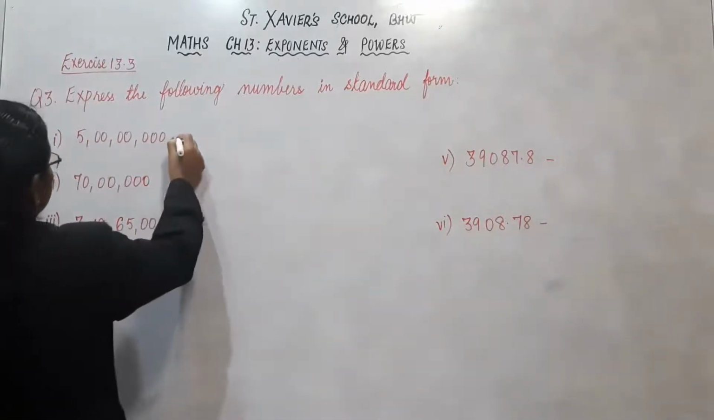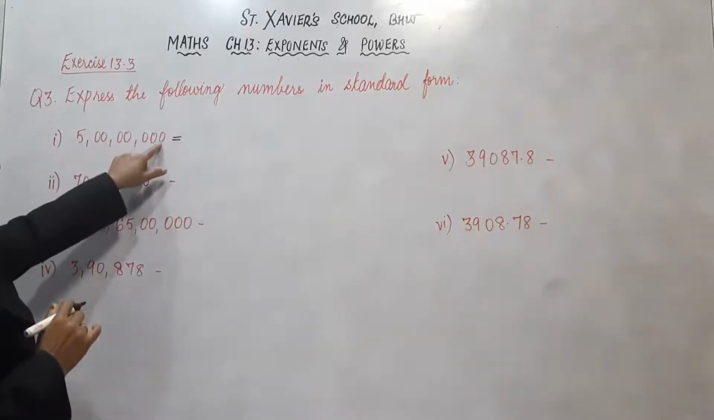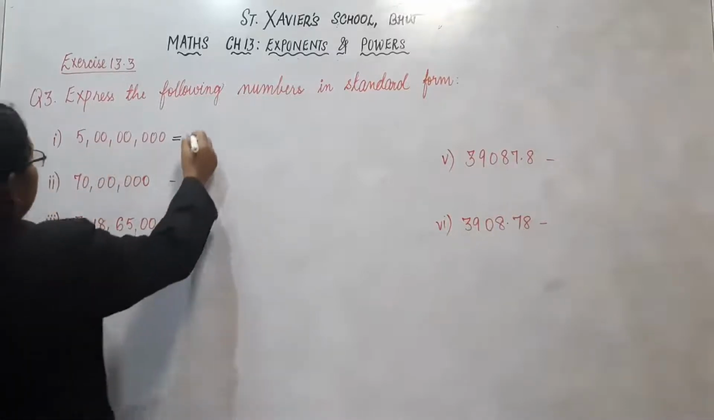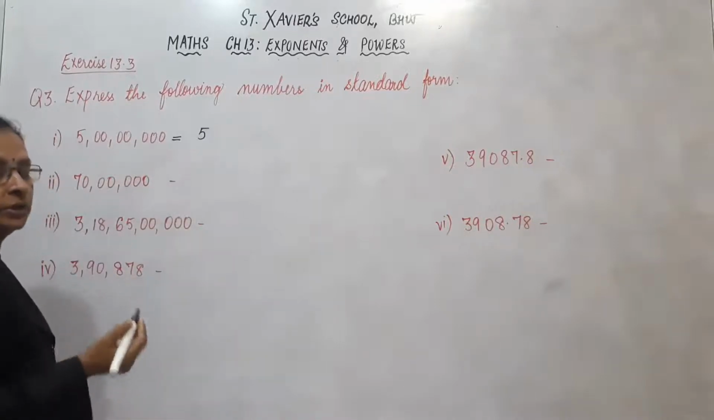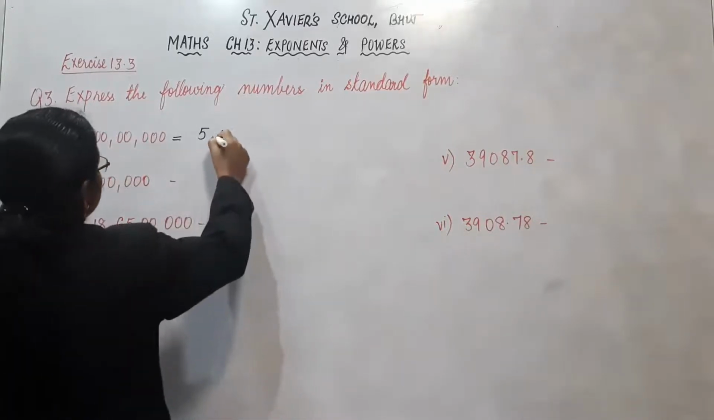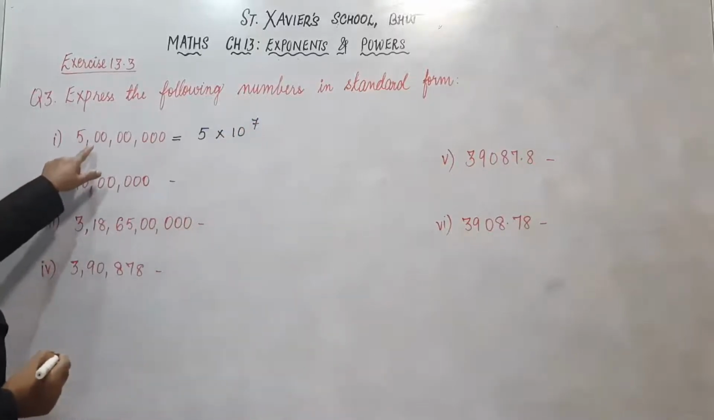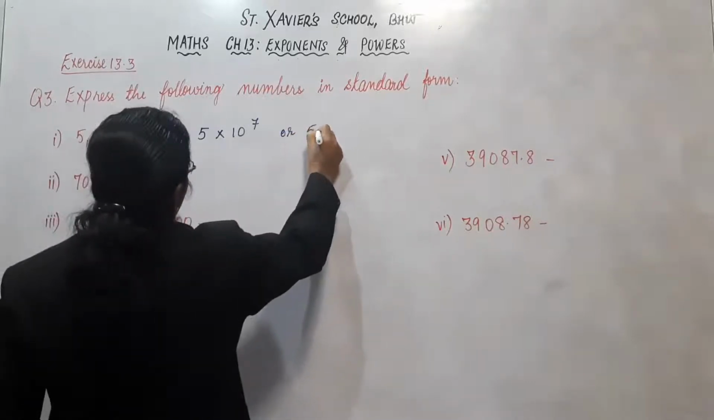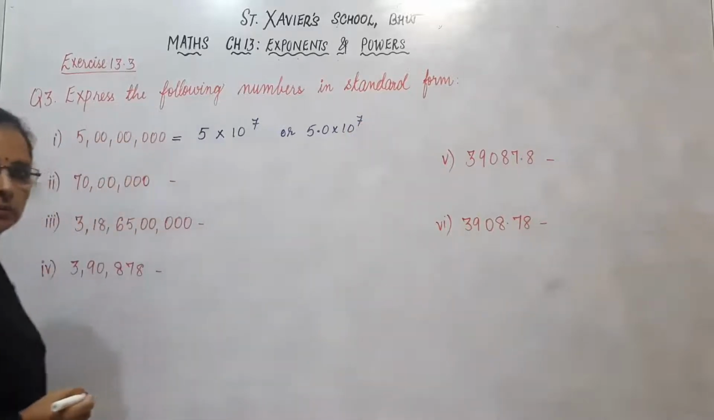So this is equal to, after 5 how many zeros are there? Commas are given, so it is easy to count. 3 plus 2, 4, 5, 5 plus 2, 7. So we can write it as 5 into 10 raised to 7 or 5.0 into 10 raised to 7. If you write 5.0 into 10 raised to 7, that is also correct.